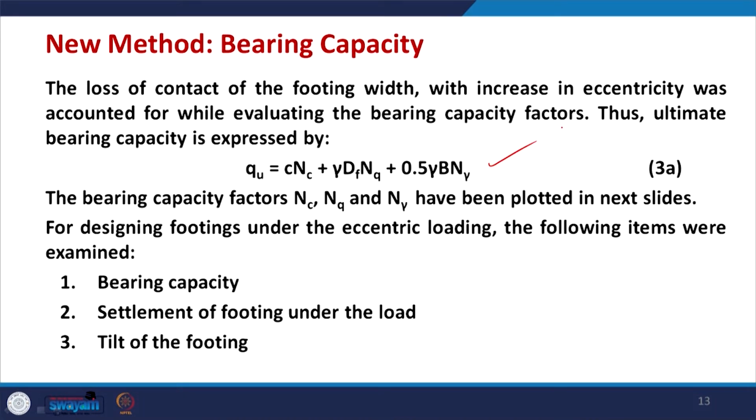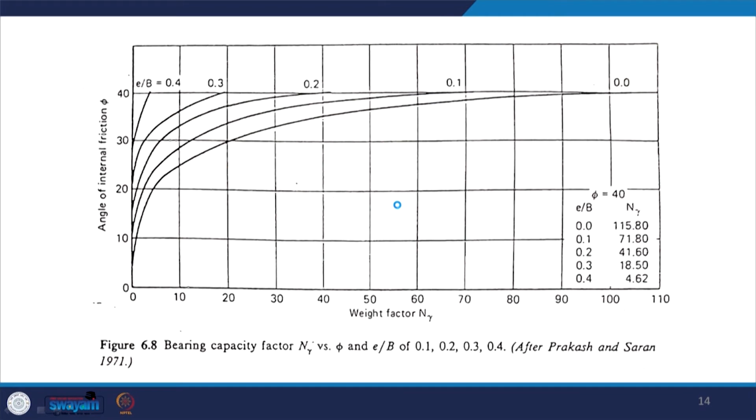What is new in this method? Nc, Nq and N gamma need to have the effect of eccentricity, and we will discuss these factors and then check the bearing capacity. Later we are going to talk about settlement as well as tilt. But let us first talk completely about bearing capacity. How Nc, Nq and N gamma are affected by eccentricity is shown in these charts.